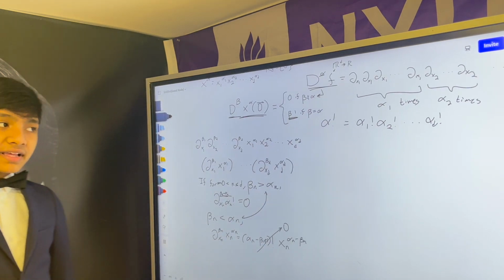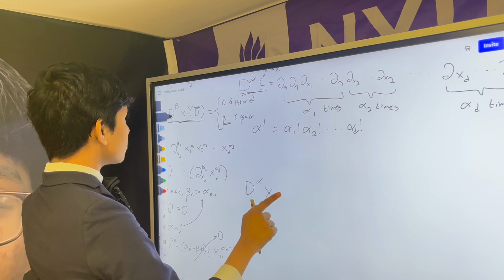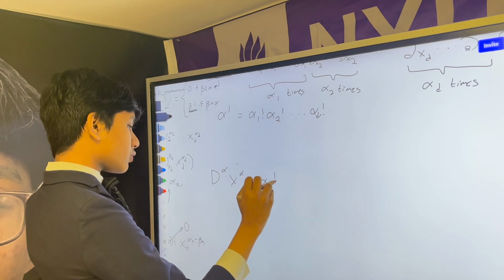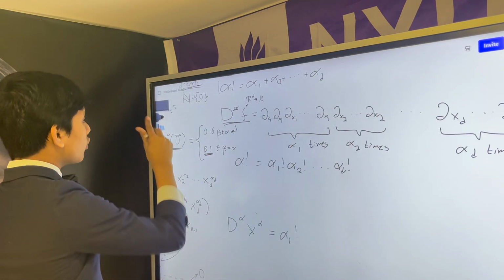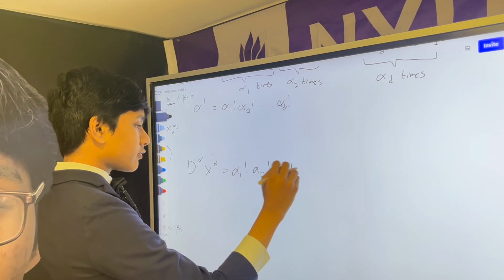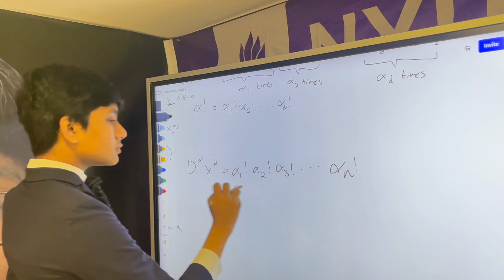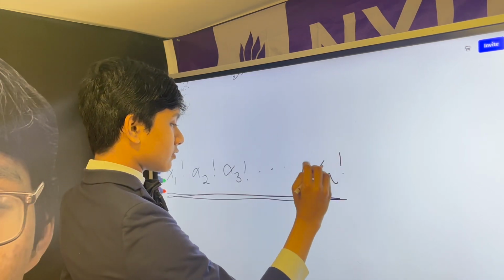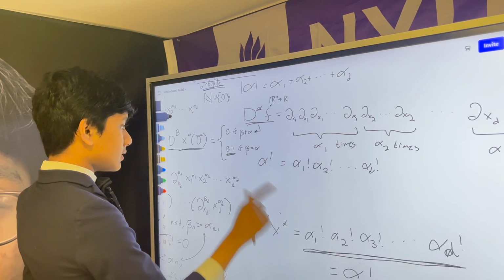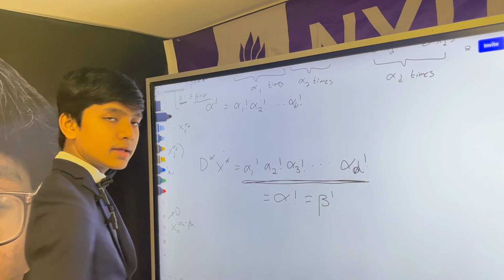Well, if beta and alpha are exactly the same multi-index, what is this going to look like? This is just going to look like alpha 1 factorial, alpha 2 factorial, alpha 3 factorial, all the way to alpha d factorial. So this is just equal to alpha factorial. But this says beta, and beta is equal to alpha, so it doesn't matter.